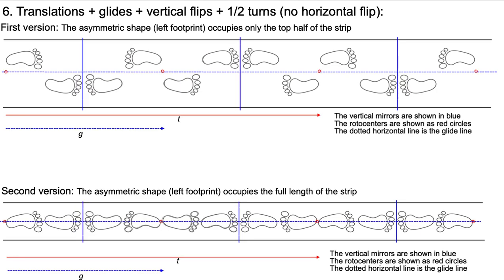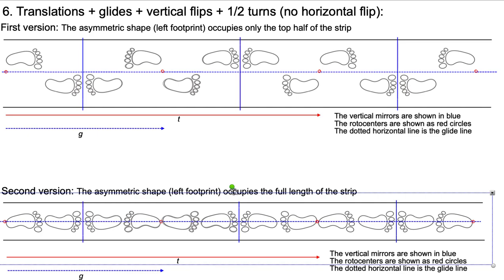So here where the rotocenters are, they're these little red circles. The rotocenters are located between the feet that are heel to heel, and they're halfway between those feet. And the other thing that is important to understand here is that these rotocenters are exactly half the distance between the 2 vertical mirrors, and they are located on the glide line. Again, we can see that in real time by rotating this set of feet, and it's clear that they're rotating around that little red dot.